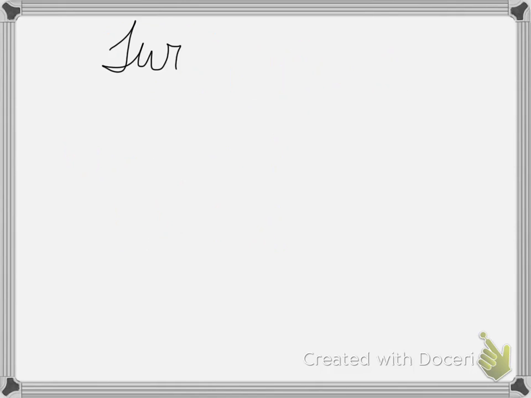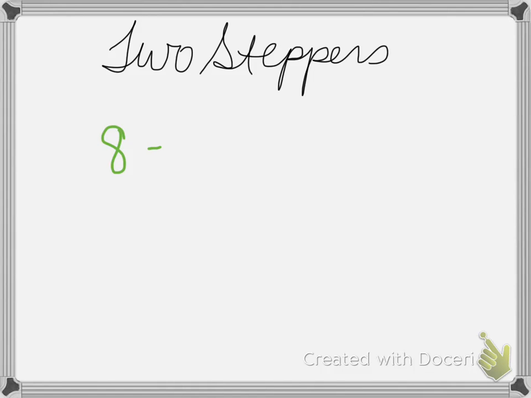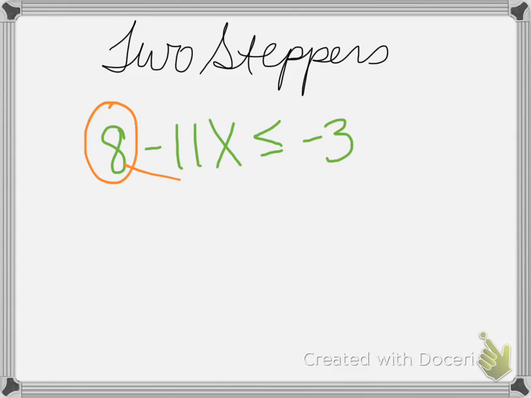x. We also have to solve some two-steppers, which is no big deal because we've already done this in our equations unit. So we have 8 minus 11x is greater than or equal to negative 3. So the first thing we're going to do is we have to put our numbers on one side and our letters on the other. So we have to move that 8 over across. When we move it across, it becomes a negative 8.